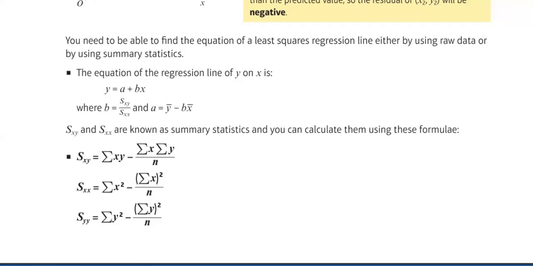That's the main important thing. To find this regression line, you have to know these two clearly. b is sxy over sxx. After finding these two, you can find a using this one. y bar means the mean of y, x bar means the mean of x. What is sxy? sxy equals sigma xy minus sigma x into sigma y over n.